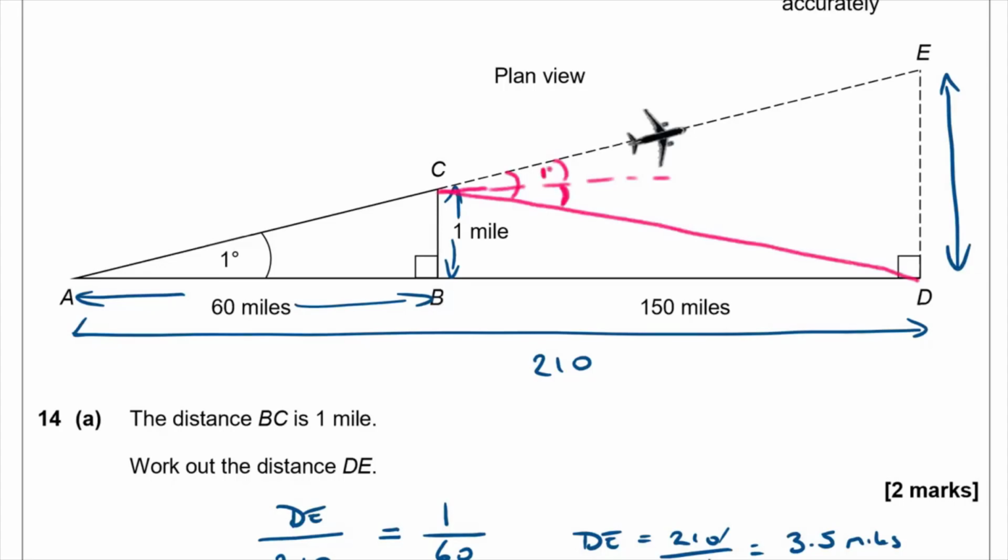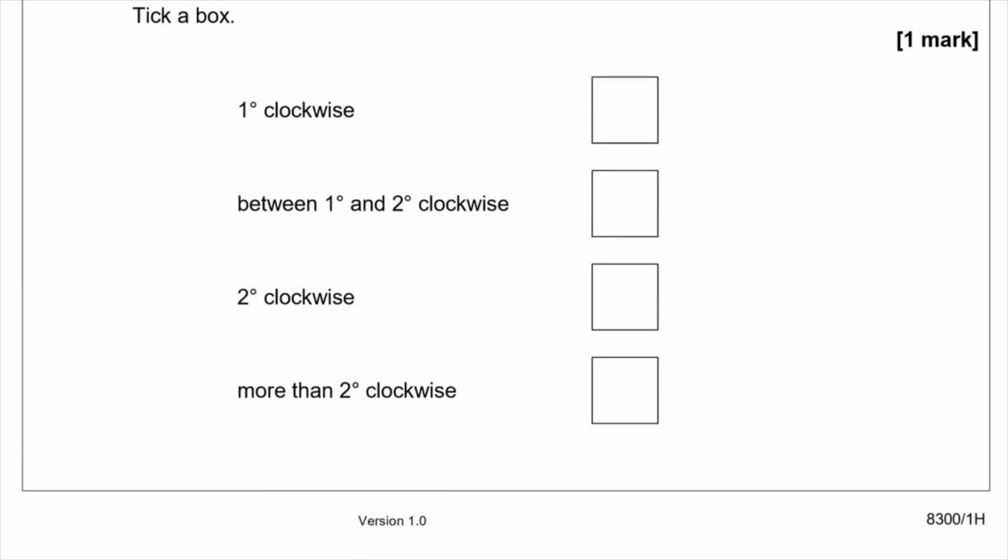So we're saying that that's 1 degree. This angle here is the same as that one. It's alternate to that one, if these two lines are parallel. Now, is this angle bigger or smaller than that one? I would say because this distance here is shorter than this distance here, then this angle here must be smaller than 1. So the angle of turn must be between 1 and 2 degrees. So I'm going to go for that one there.